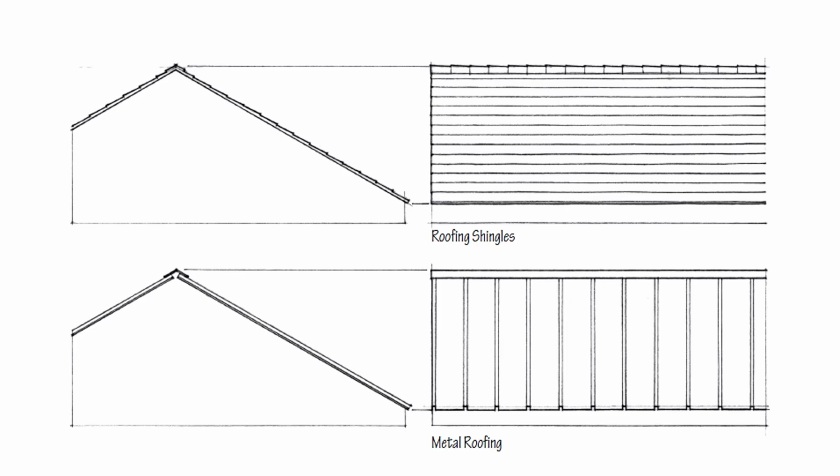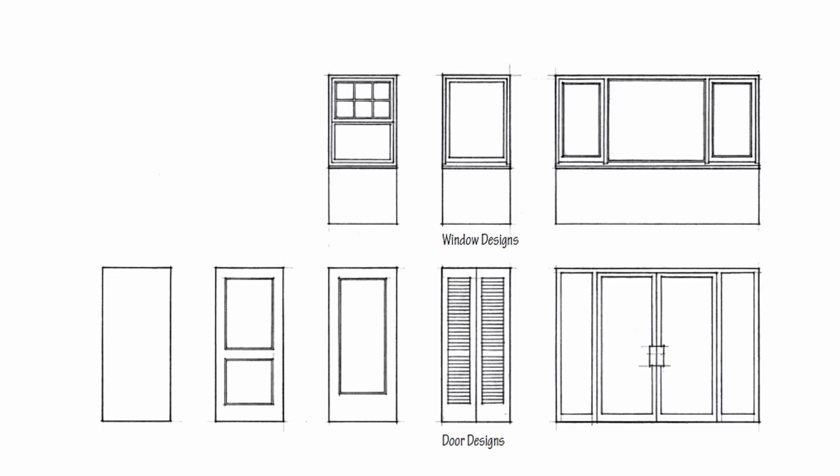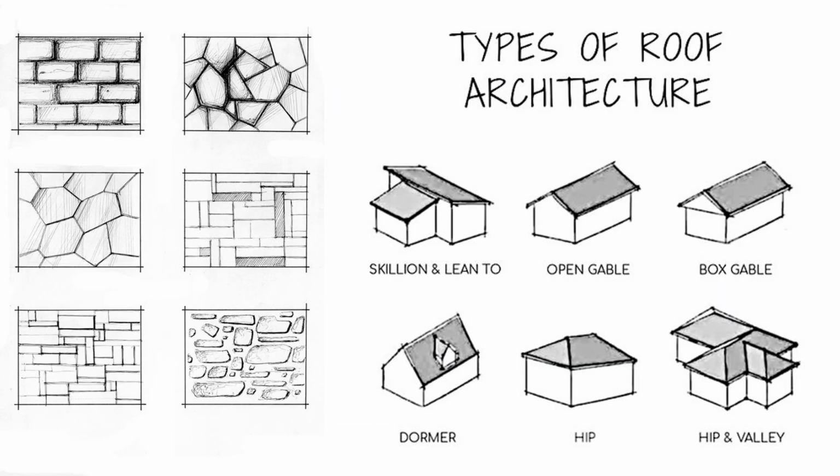This is also how you represent your roof shingles and your metal roofing. In this slide, you will see a drawing representation of your window design and door design. Now we proceed to your types of roof architecture. In here, you will see different configuration of your roofing.